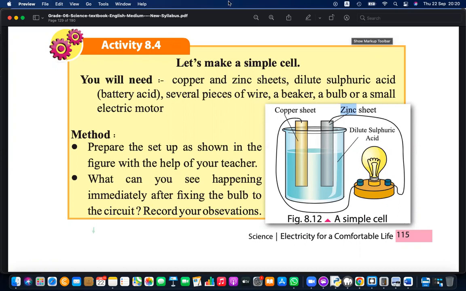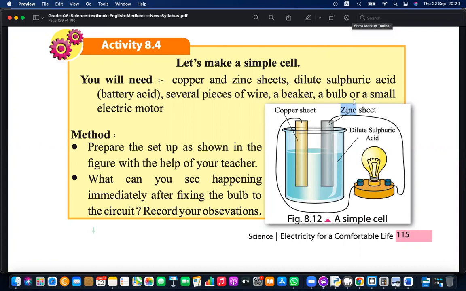Okay, zinc and copper both are conductors or insulators? Insulators means non-conductors. Conductors. Those are conductors. Both zinc and copper are conductors. So out of this, zinc's reactivity or activity is high. Therefore, it acts as negative terminal, or it acts as anode, right?